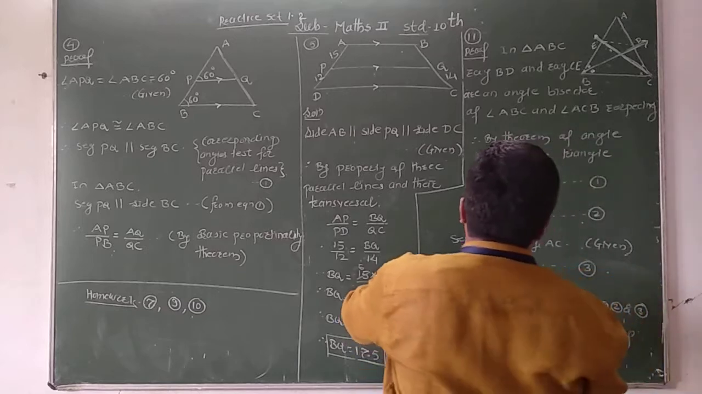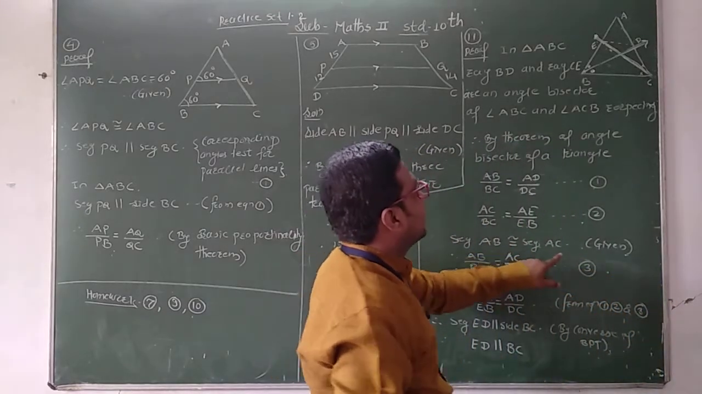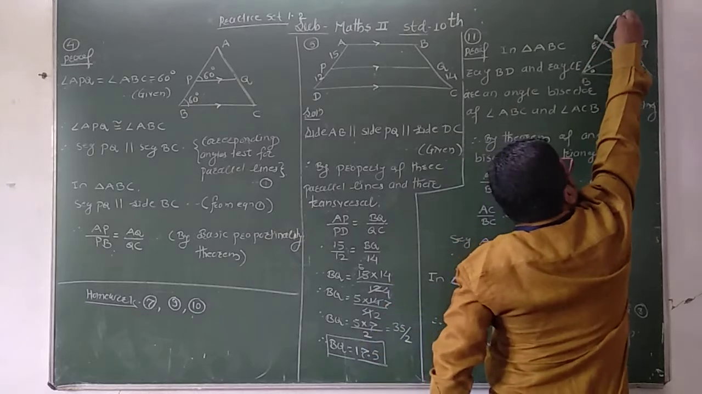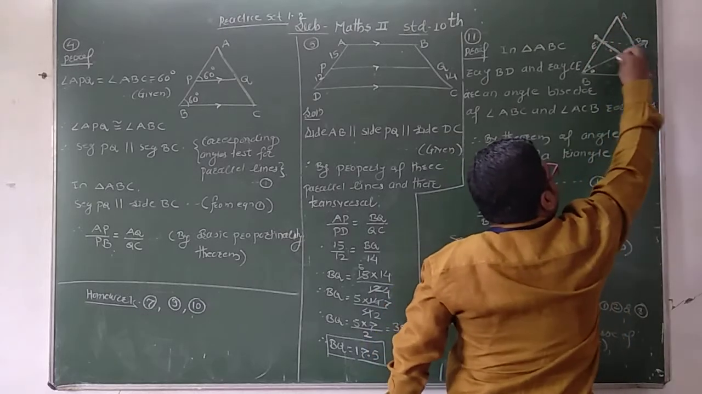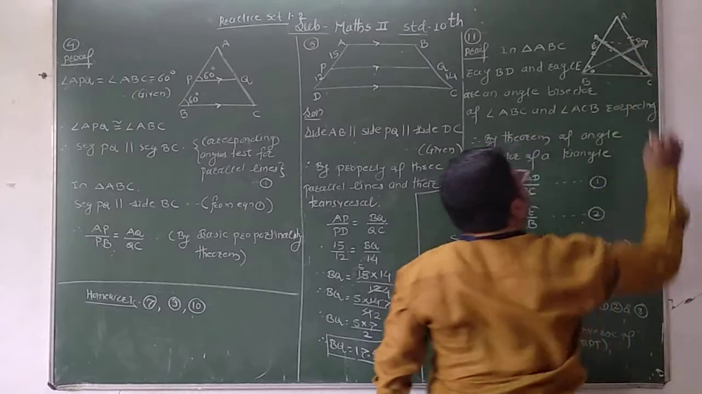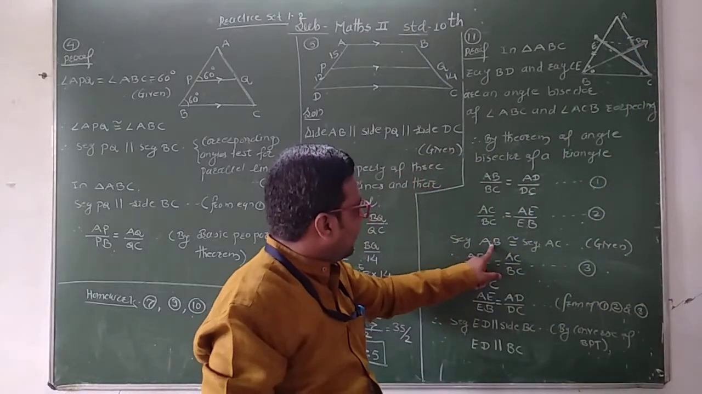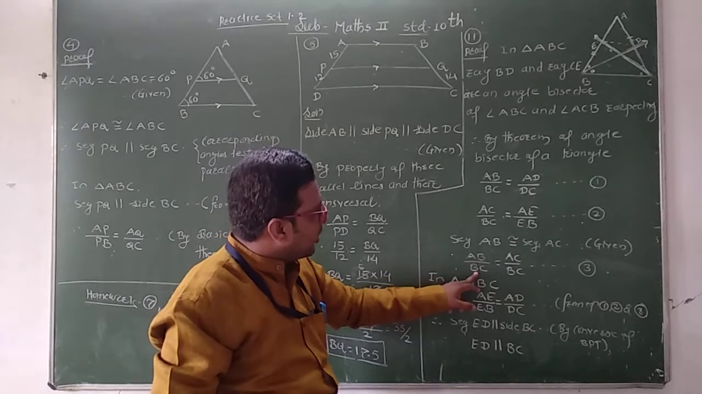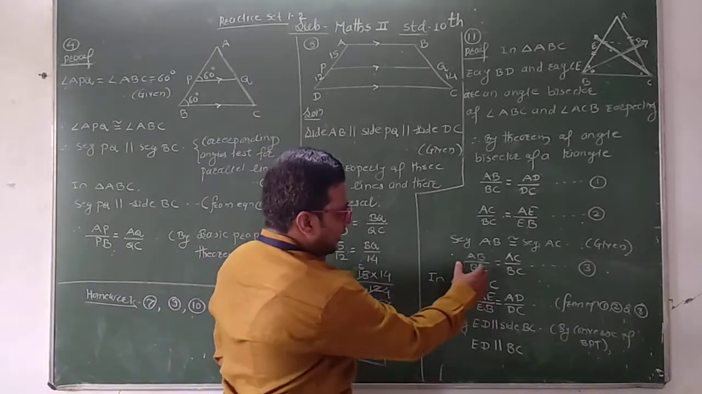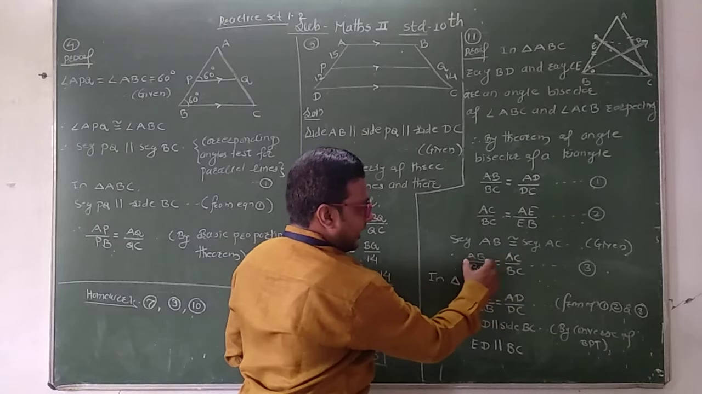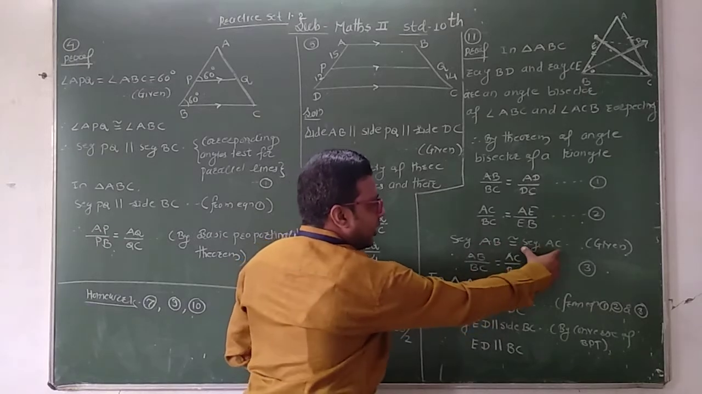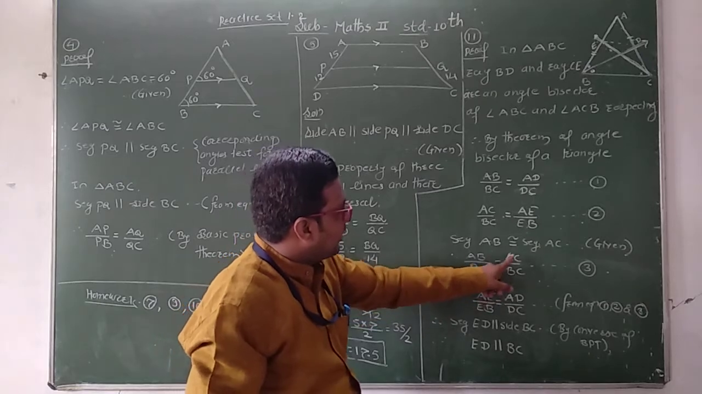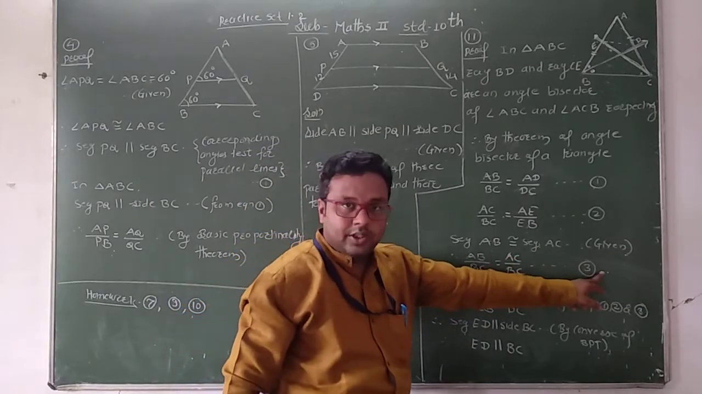Then segment AB is congruent to segment AC. These two segments are given equal, AB and AC. Clear? Segment AB is congruent to segment AC. Therefore, we can write AB upon BC is equal to, we replace AB with AC, because AB is equal to AC, this is given. Therefore, AB upon BC is equal to AC upon BC. This is equation number 3.